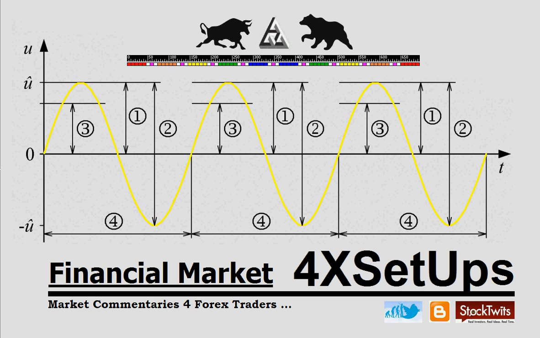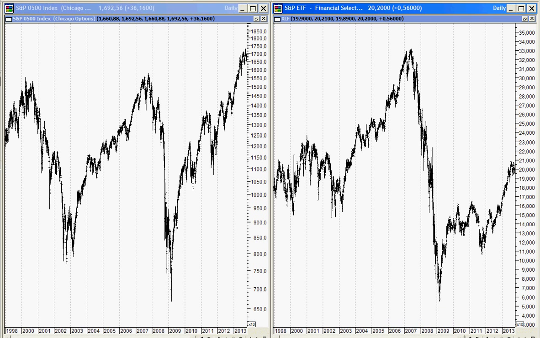Okay, today in the last Financial Market FX Setup, I have a big surprise, a big correlation financial market setup. Here the S&P 500 index and the S&P Financial Sector index. The interesting point is the following. We see here the S&P: high 2000, lows 2002, highs 2007, lows 2009, and here even highs 2013.